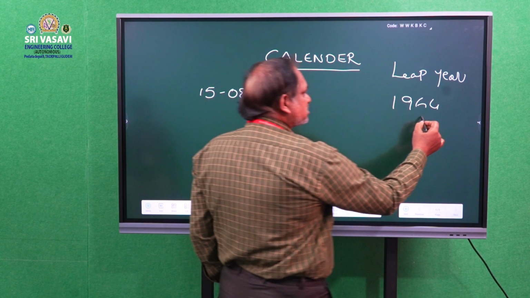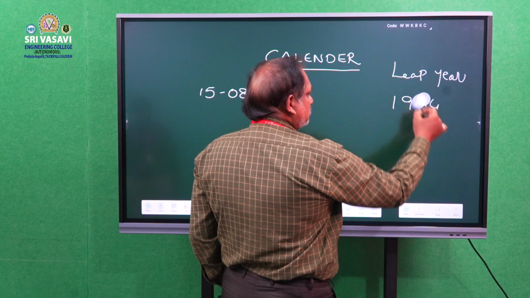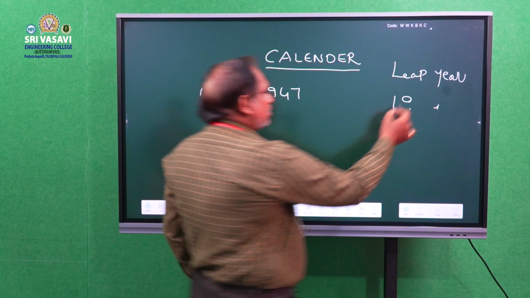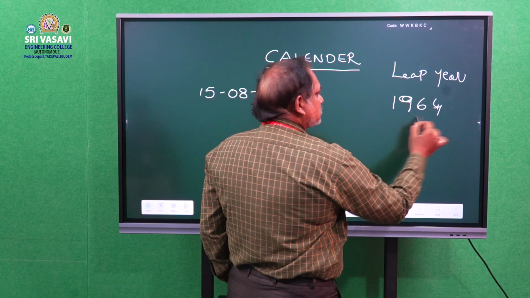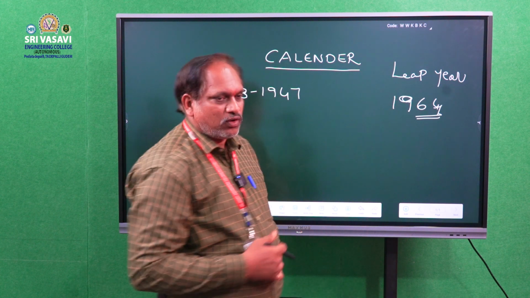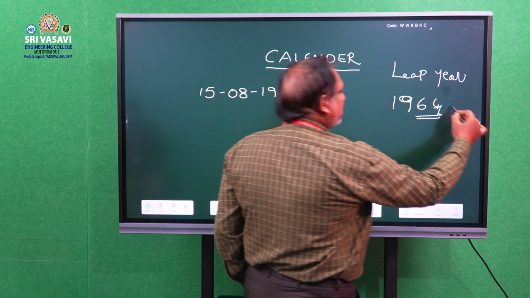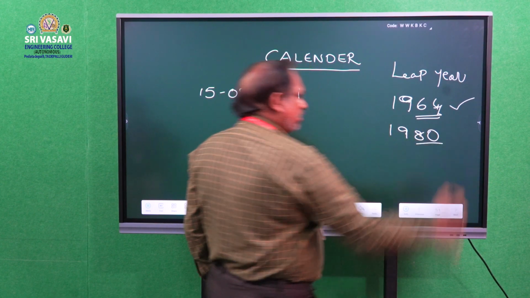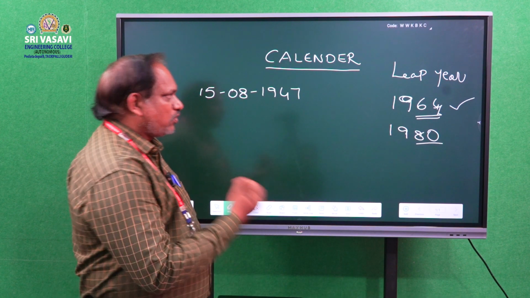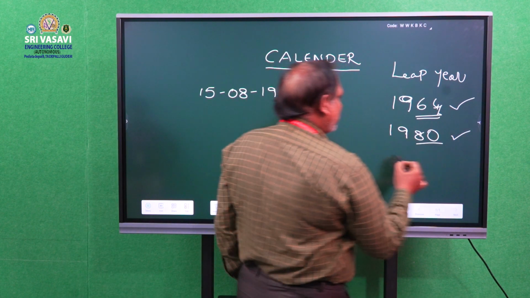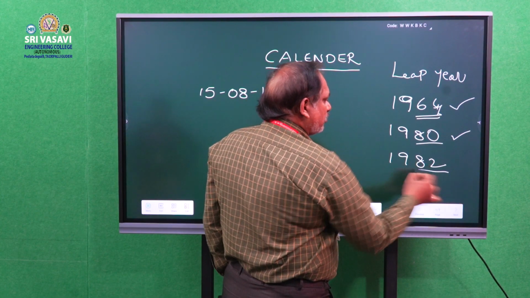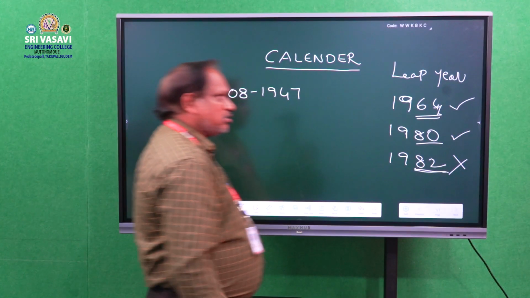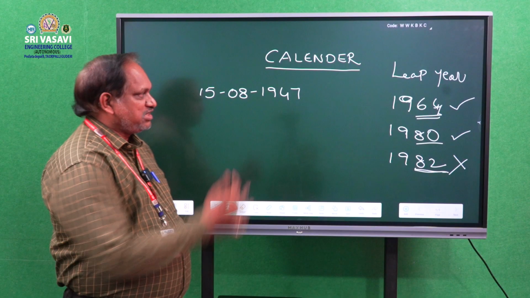Here the last two digits are 64. 64 is divisible by 4, therefore 1964 is a leap year. Similarly, one more number, for example 1980. 80 is divisible by 4, therefore 1980 is also a leap year. If you consider 1982, the last two digits are not divisible by 4, therefore this is not a leap year. So this is the identification of a leap year in a general year.